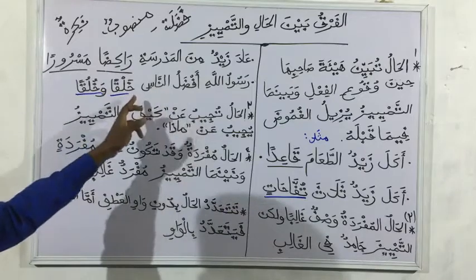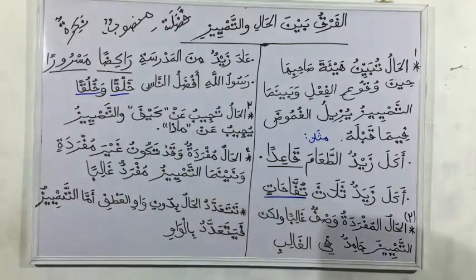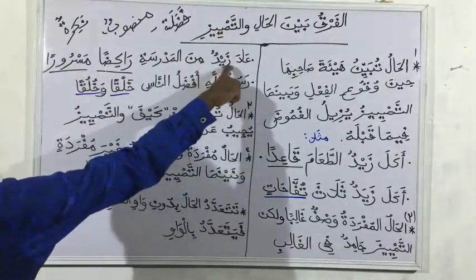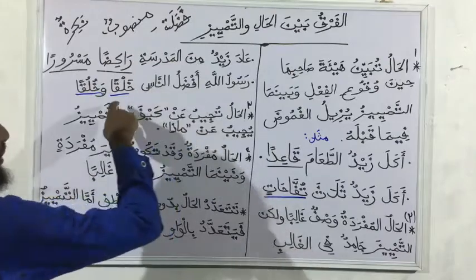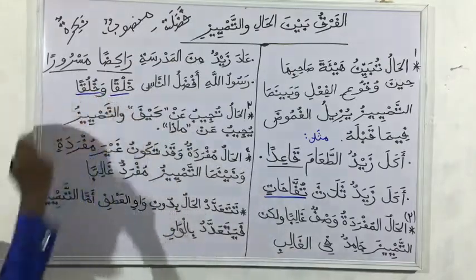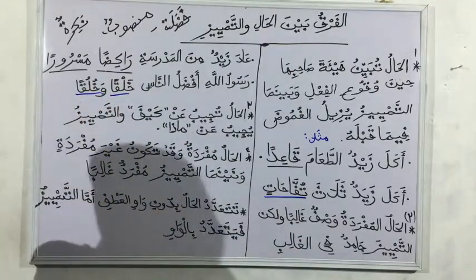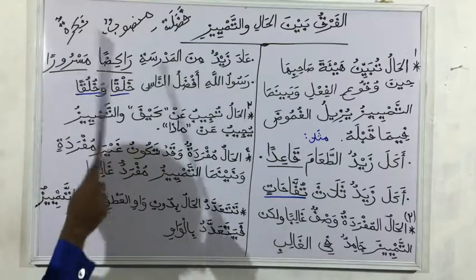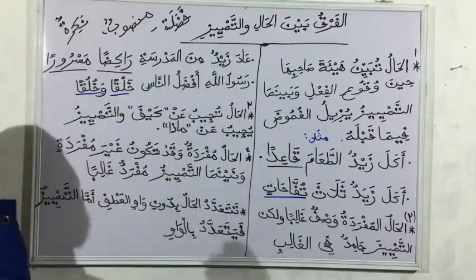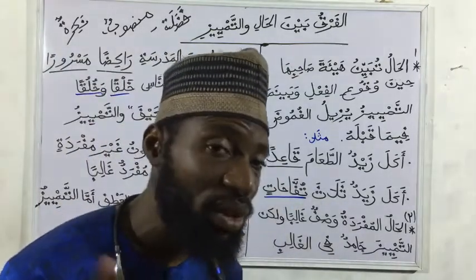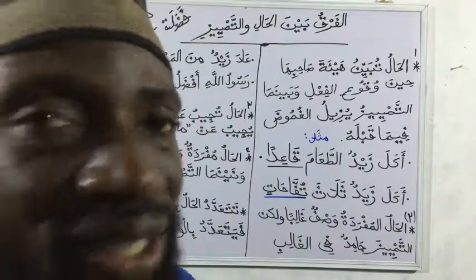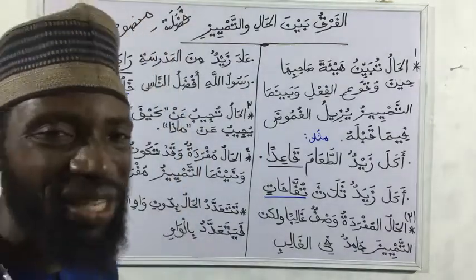But if it is for tamyiz, you have multiple tamyiz. For instance, this hal is going back to Zaid, describing Zaid, so there will be no waw here. But for tamyiz, you need to add a waw to it. That's one of their differences. So say, Ada Zaid min al-madrasati raqidan masruran. Zaid returned from the madrasa, from the school, running and being in a happy state.